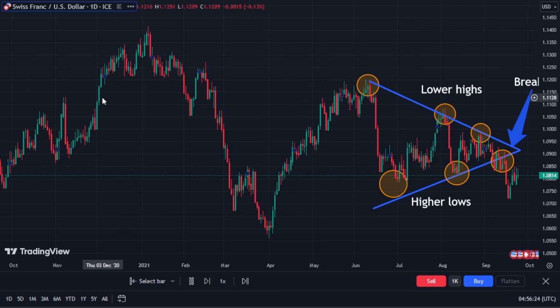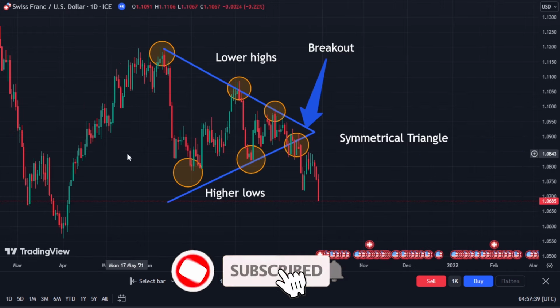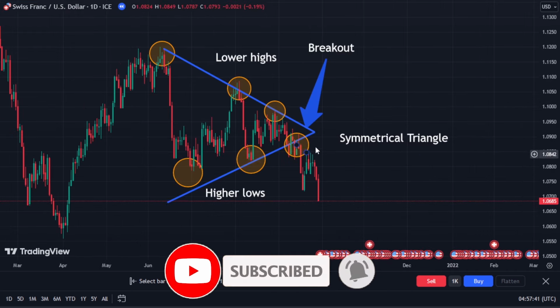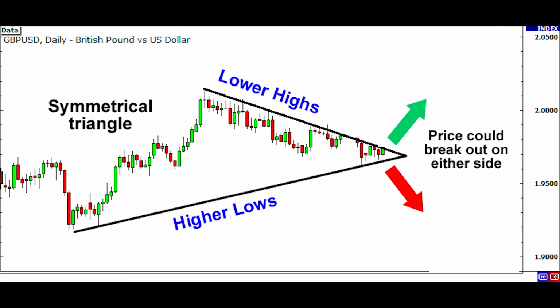Unlike the ascending and descending triangles, which are generally bullish and bearish signals, symmetrical triangles have no directional bias. You must be ready to trade a breakout on either side. In the case of a symmetrical triangle, you want to position yourself to be ready for both an upside or downside breakout.